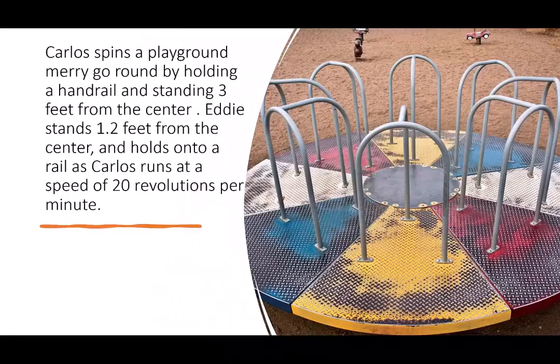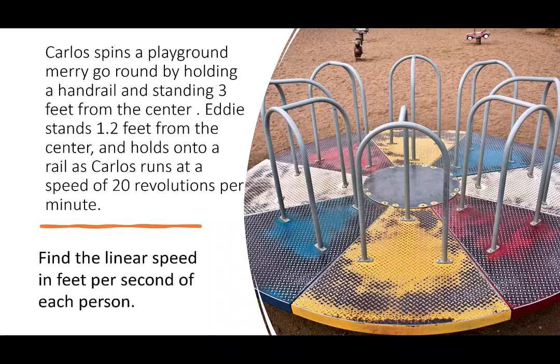Let's take a bigger example. Carlos spins a playground merry-go-round by holding a handrail and standing 3 feet from the center. Eddie stands 1.2 feet from the center and holds onto a rail as Carlos runs at a speed of 20 revolutions per minute. Find the linear speed in feet per second of each person.